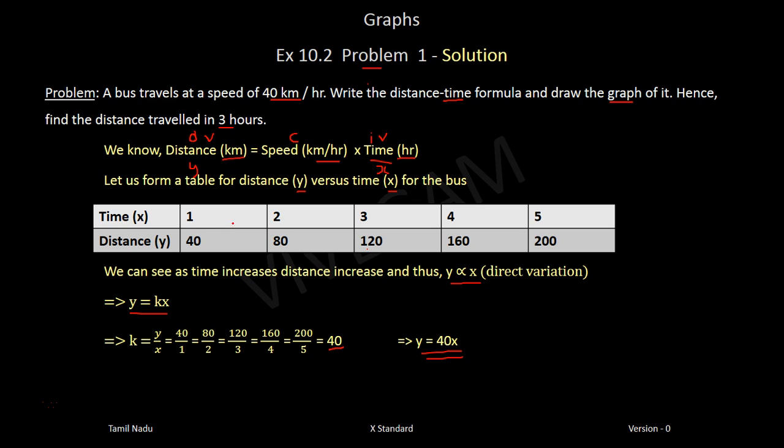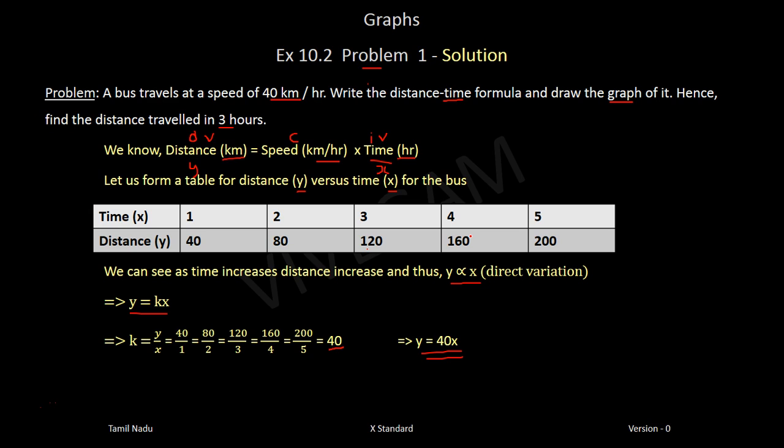We'll have to see whether y is increasing when x is increasing. In this case, as x is increasing, y increases. So y is directly proportional to x, or y equals kx, and k is equal to y by x. Find the value of k for a few values. I have done it for all the values, but you just do one or two, it will be the same value. From that you get the value of k and substitute that here, so this becomes y equals kx, that is, k is 40, so y equals 40x is our equation. So this is the equation and this is the table.